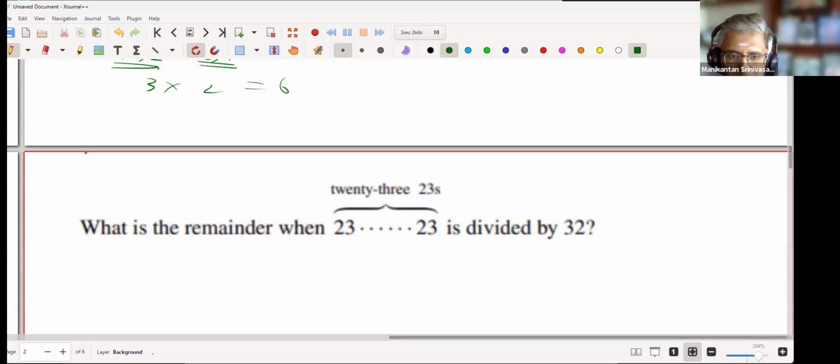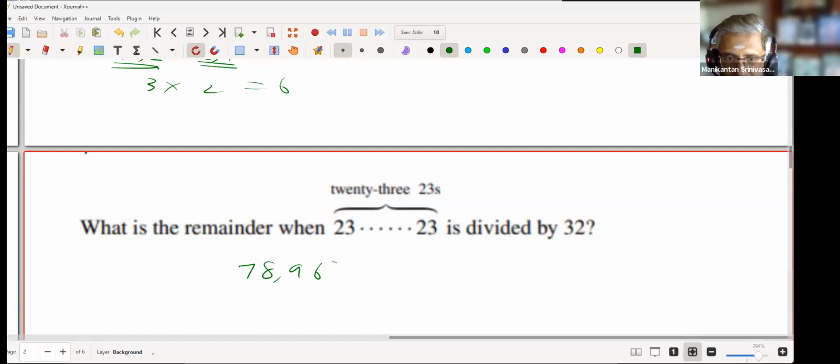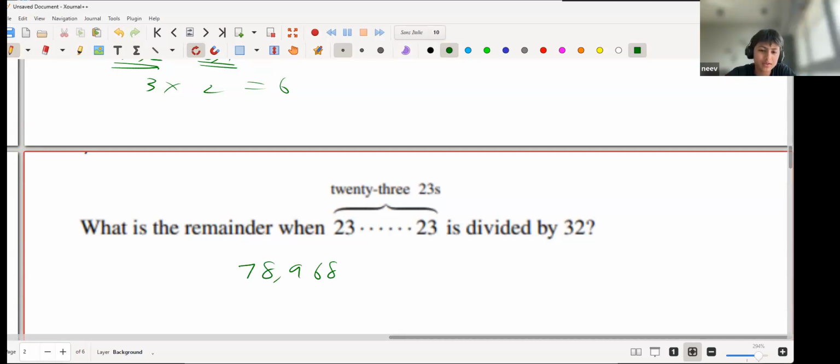Exactly. Neve, did you understand that? For example, if I have 78,968, right? Now he's saying 100 is divisible by 4. So why does that matter, Neve? Can you connect from here? So then maybe the last two digits could be divisible by 4, like anything in the hundreds place.